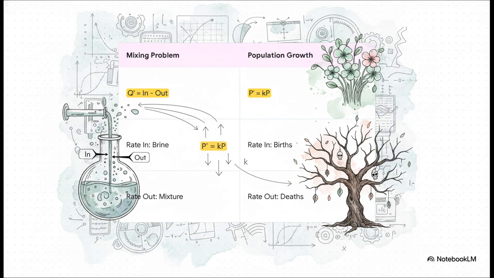Take population growth, for example. You've probably seen the model P prime equals KP, where the rate of growth is proportional to the population. But have you ever stopped to think about what that constant K actually is? It's just the net change. It's the birth rate, that's your rate in, minus the death rate, your rate out. It's the exact same idea, just with different labels.